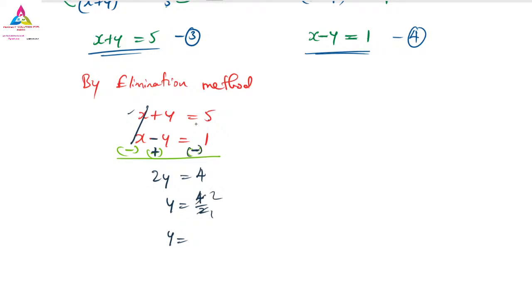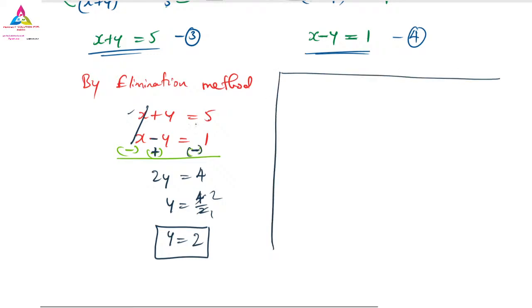2 ones are 2, twos are... so the y value will become 2. Similarly, we have to substitute this y value in any one of the equations. So I will substitute that in equation number 1 or 2, sorry, 3 and 4, any one. So substitute the y value in equation 1.